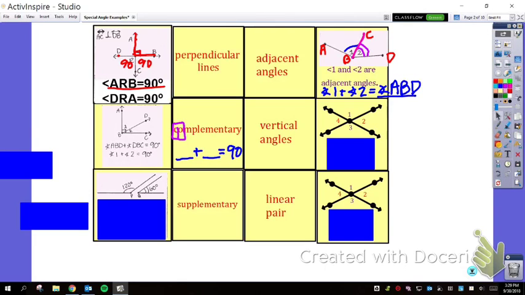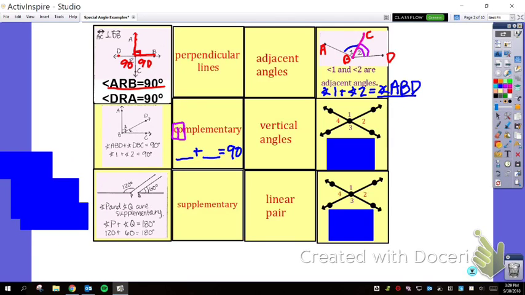Supplementary is similar, except now with supplementary we have angles that add to equal 180. Again, these angles don't have to be adjacent, so it's just any 2 angles that are 180 degrees. So we could say angle P and angle Q are supplementary. So angle P plus angle Q equals 180, or in this case, 120 plus 60 equals 180.